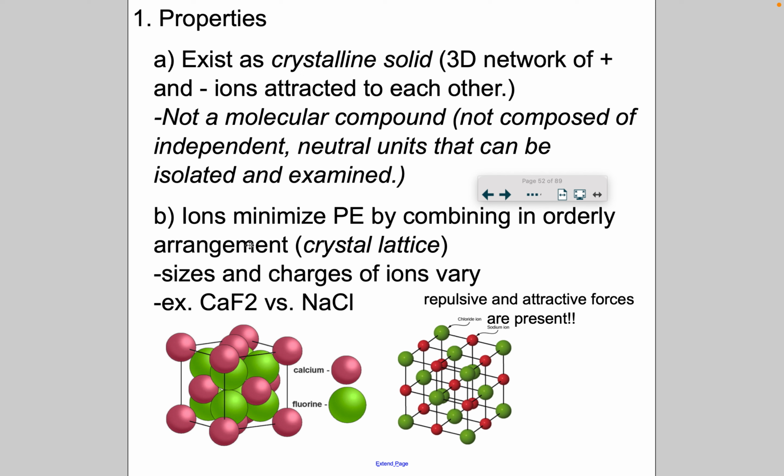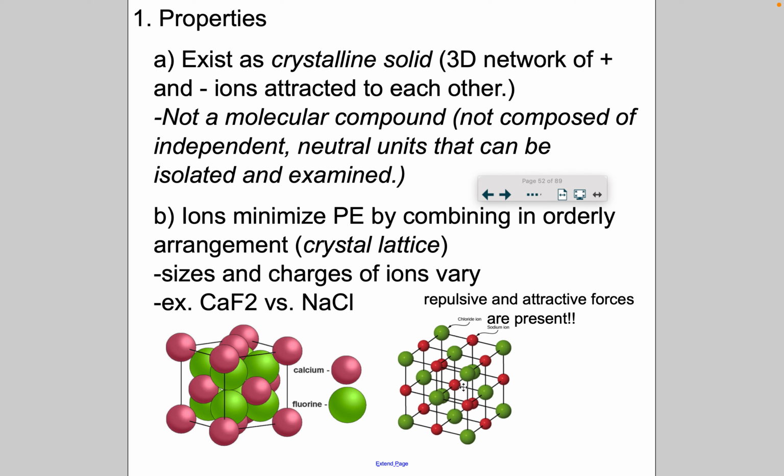In their crystalline solid structure, the ions minimize their potential energy by combining in a nice little arrangement, which we call a crystal lattice structure. And just keep in mind that sizes and charges of ions do vary. So here I have calcium bonded to fluorine, and you can see that the calcium ion is smaller than fluorine. I put down here calcium fluoride versus NaCl. So this is calcium fluoride, this is NaCl. And so you can see that for every 1 calcium, there are 2 fluorines, and here we have a nice 1-to-1 ratio.